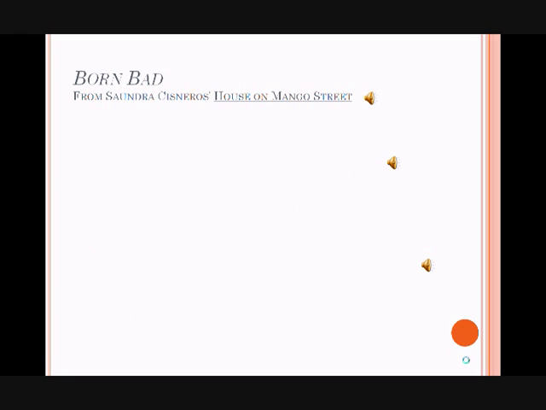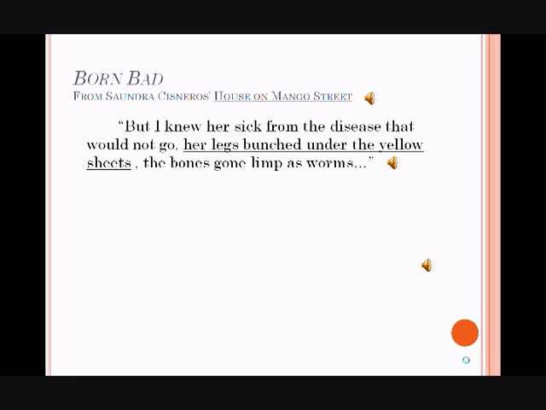The following are some examples from Born Bad, a short story from Sandra Cisneros' book House on Mango Street. But I knew her sick from the disease that would not go, her legs bunched under the yellow sheets, the bones gone limp as worms. This is another example of an absolute phrase which is interrupting the main clause.